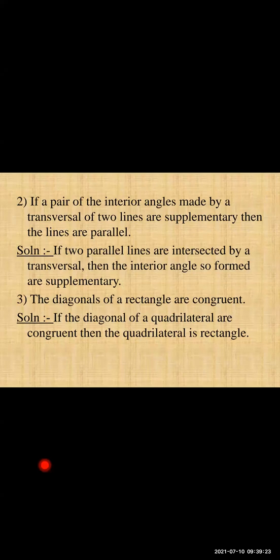And the last: the diagonals of a rectangle are congruent. What are we going to write down? If the diagonals of a quadrilateral are congruent, then the quadrilateral is a rectangle. Whatever the quadrilateral is, if its diagonals are congruent, then we will say that the quadrilateral is a rectangle.